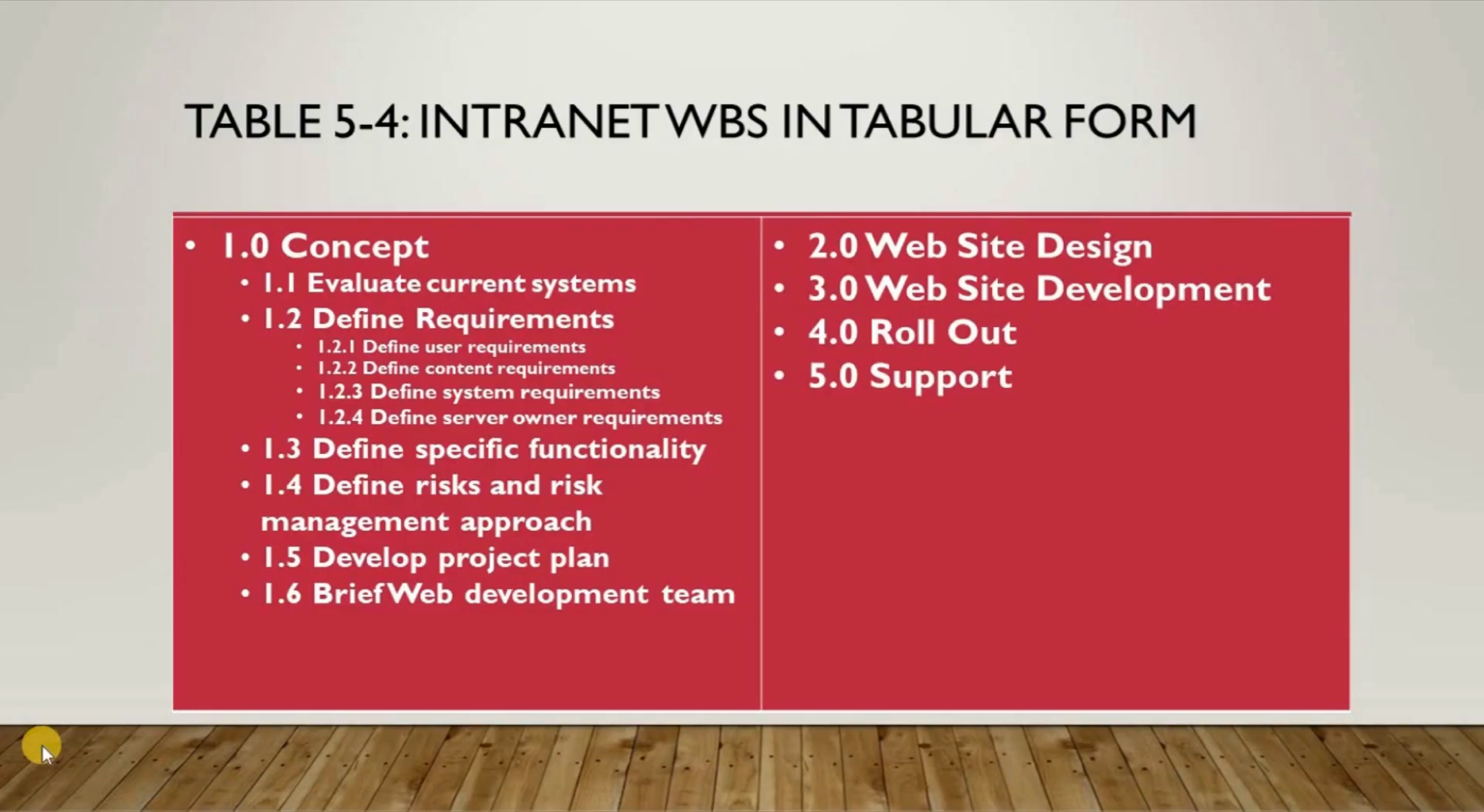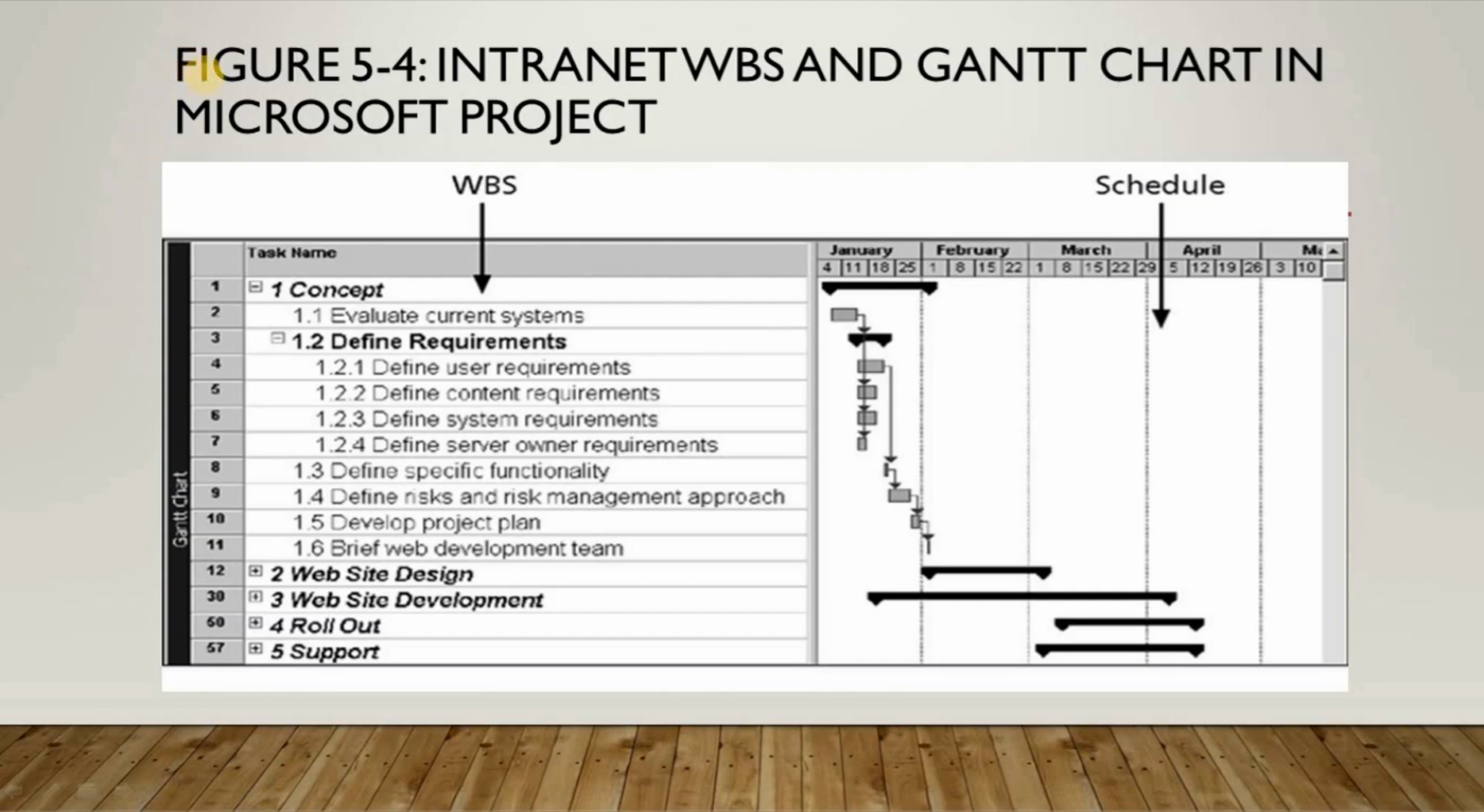Kung kanina nakita natin sa figure 5.3 ang intranet work breakdown structure by phase, ngayon naman makikita natin sa table 5.4 ang intranet work breakdown structure in tabular form. Dito sa figure 5.4, makikita natin yung intranet work breakdown structure and Gantt chart in Microsoft Project. Dito, makikita natin yung pangalan ng mga task at dito naman, makikita natin yung mga schedule or yung allotted time para matapos ang isang task.